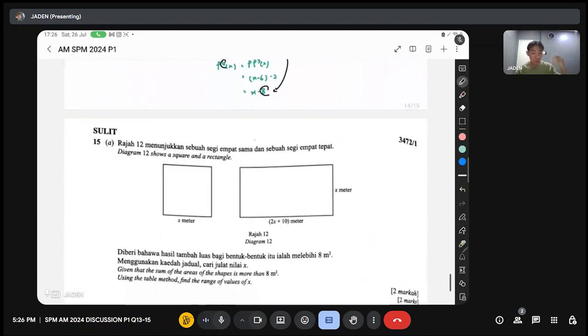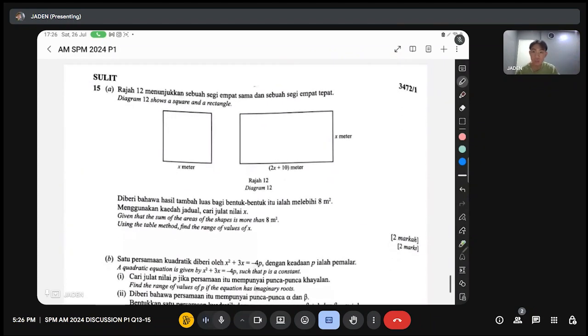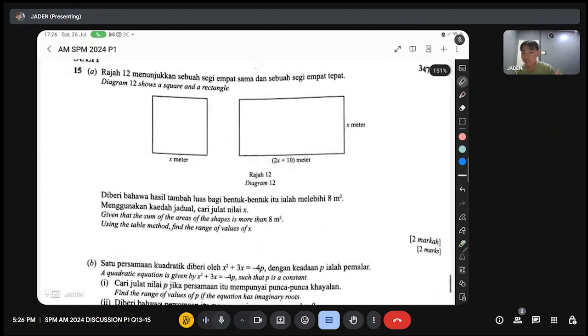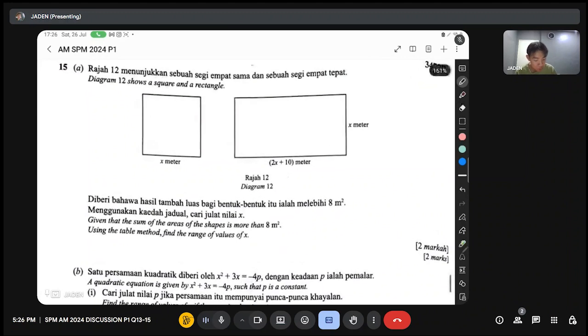Let's say students who are picking question 15, which is Form 4 Chapter 2, here we are finally. Thank you for staying by until question 15. Let's continue our discussion. Diagram 12 shows a square and a rectangle, given that the sum of the areas of the shape is more than 8 meters square. Using the table method, find the range of values of x.